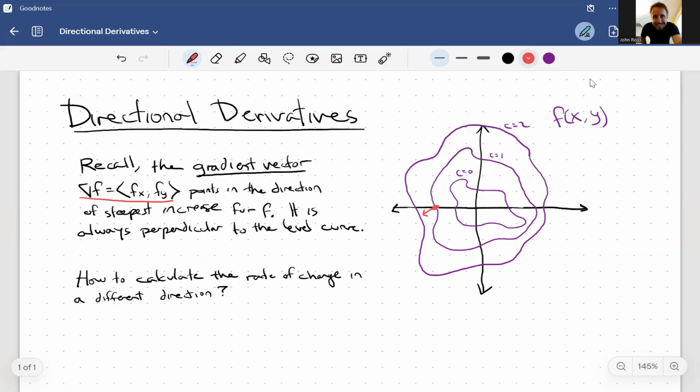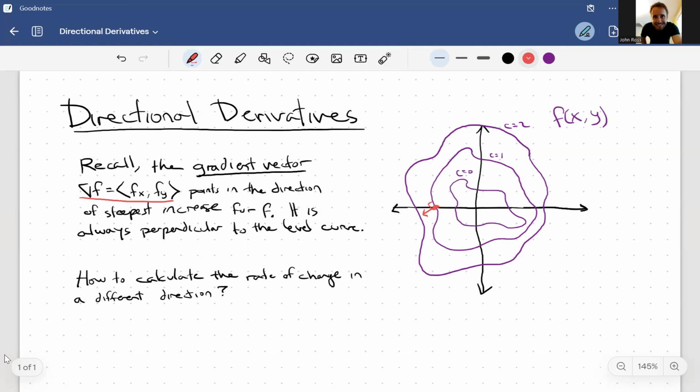I should say the gradient vector is always perpendicular to the level curve. So looking at it, we should see that that would form a right angle there. And it's pointing in the direction of steepest increase. Here you can see this vector is pointing from a height of 1, on the level curve c equals 1, up toward the level curve c equals 2. So our gradient vector will always satisfy these properties.